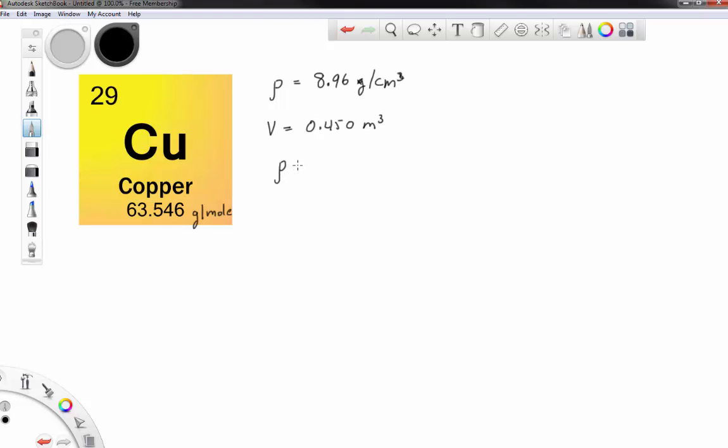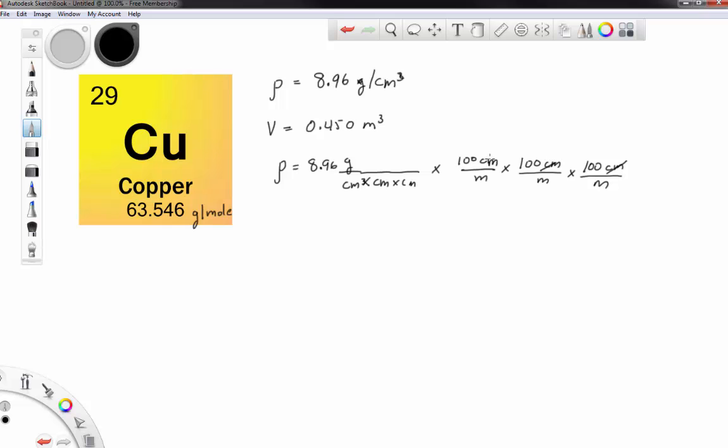So rho is equal to 8.96 grams per centimeter cubed, and that's the same thing as saying grams per centimeter by centimeter by centimeter. So what we need to do is multiply this by the number of centimeters per meter, and we need to do that for the number of dimensions that we have here. So we basically have to do that 3 times to eliminate all 3 of these centimeters down here.